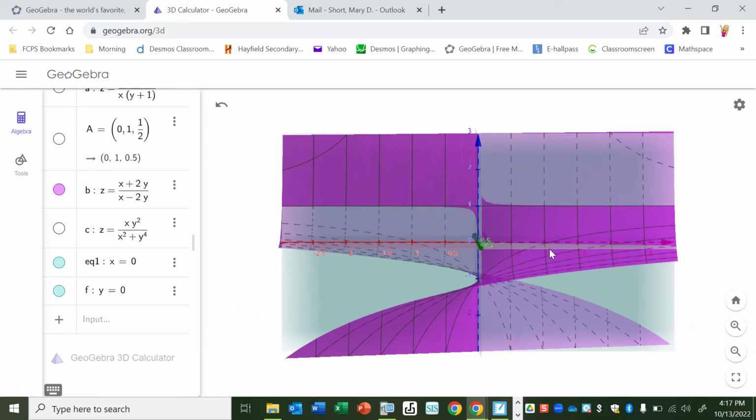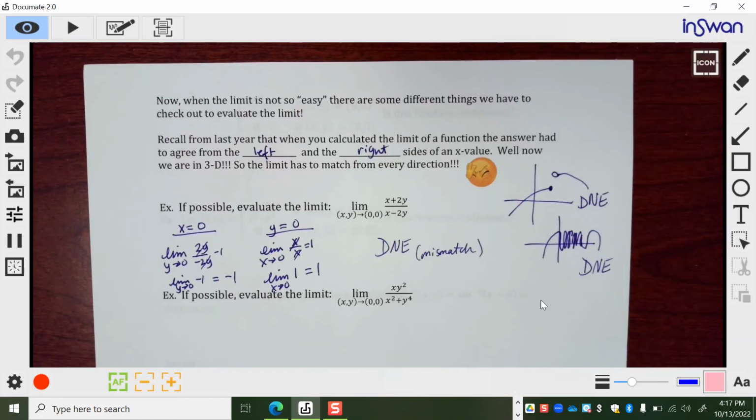So, I mean, that's the best I have to show you what I'm talking about. But you're going to have to take it at that. But basically they don't match, okay?